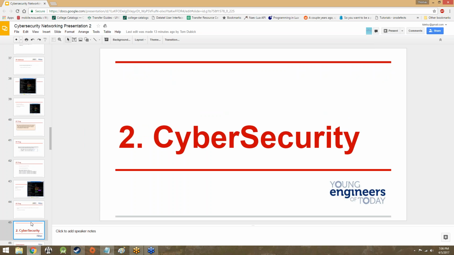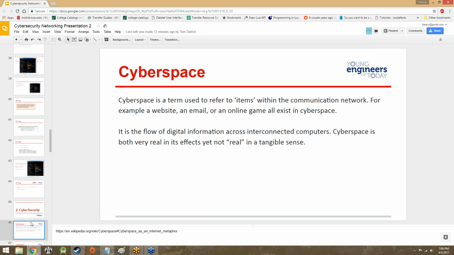Anyway, cybersecurity. So cyberspace is a term used to refer to items within the communication network. For example, a website, an email, or an online game all exist in cyberspace. It is the flow of digital information across interconnected computers. That is to say, it doesn't exist in a physical sense. The servers that host the various pages of the internet and things like that, those aren't cyberspace themselves. It's the data that exists on them and the data that flows between wires. It is the connection right now between you and I that is allowing me to talk to you. It is that flow of data that exists somewhere on the internet.